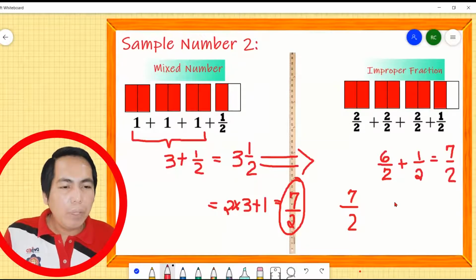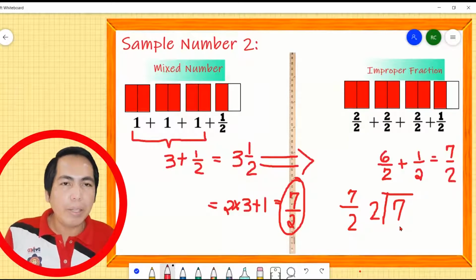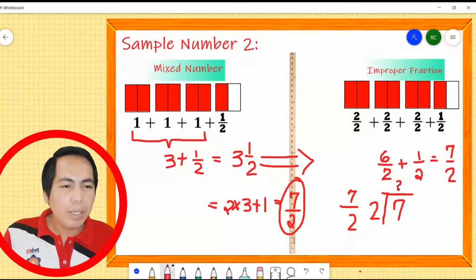So we have to divide 7 divided by 2. So we have to divide numerator divided by its denominator. So we have to count how many 2's can we get from 7. So we have 3. 3 times 2 is 6. So 7 minus 6 will give us 1.